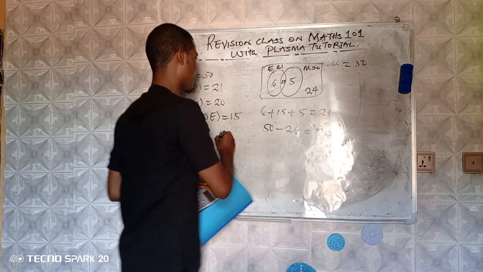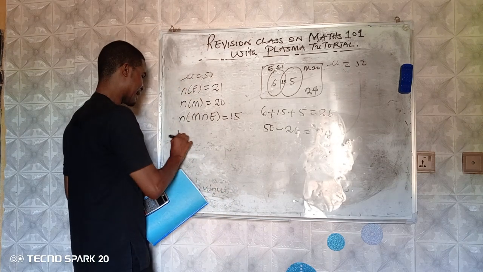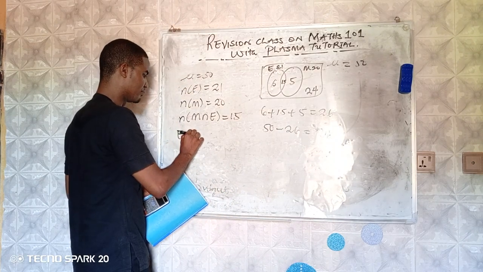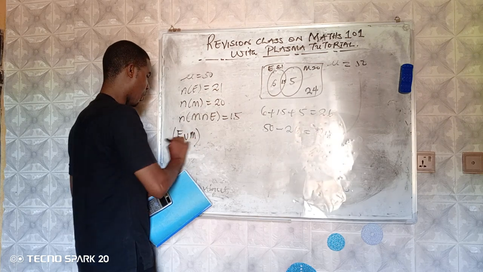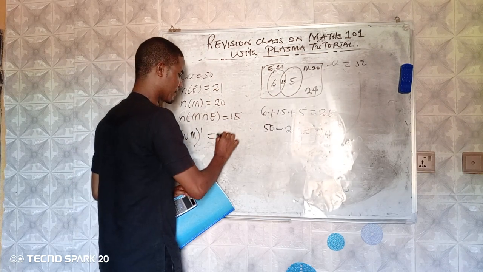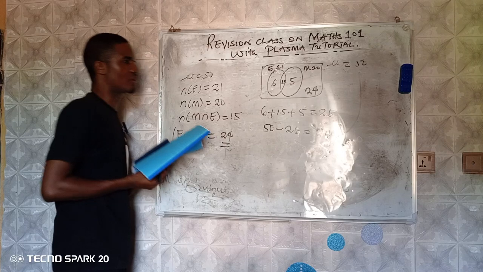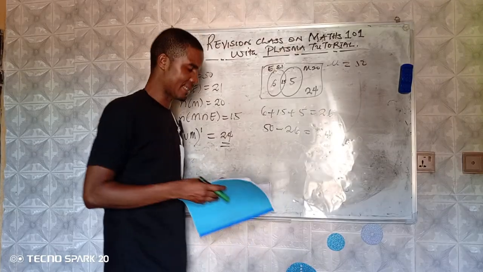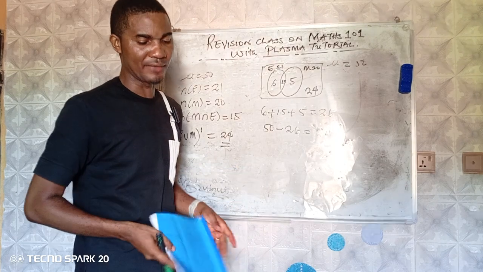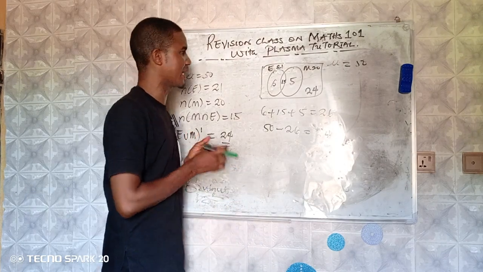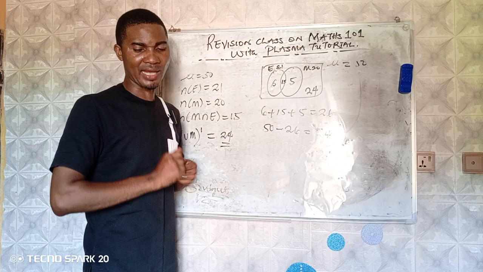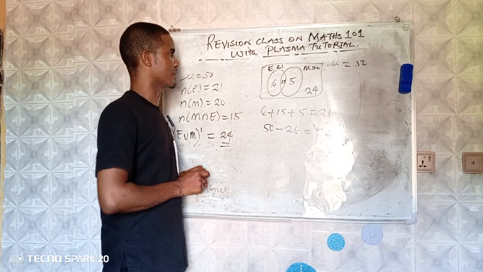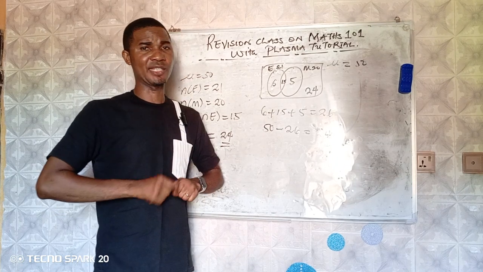So the answer we are going to be reporting here is that English union maths all prime is what? 24. We have done that before. So that when you see this type of question in the forthcoming exam, you will give God the glory. That brings us to the end of set theory. We enter another topic. Thank you, and please use this to memorize your set theory.